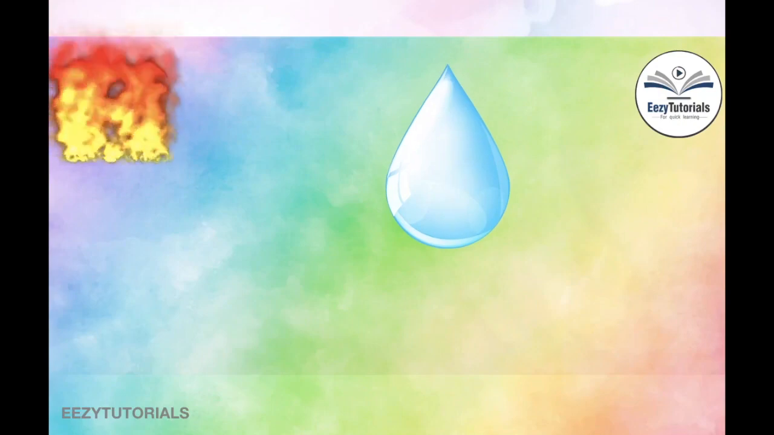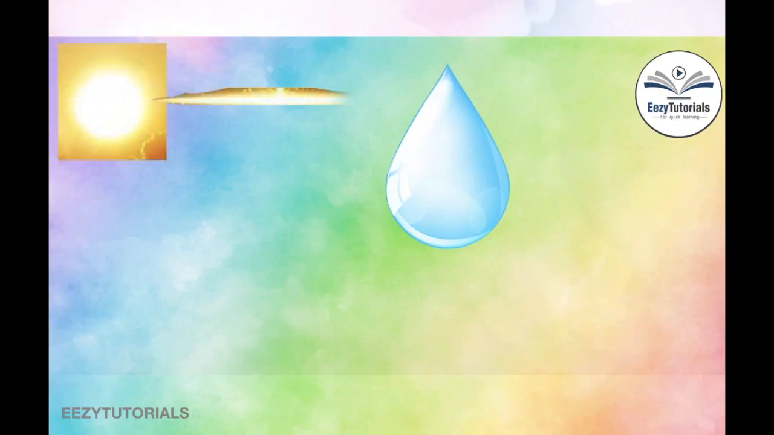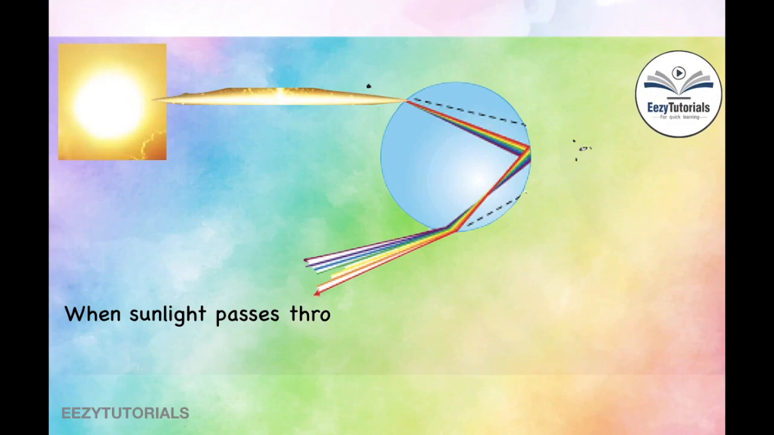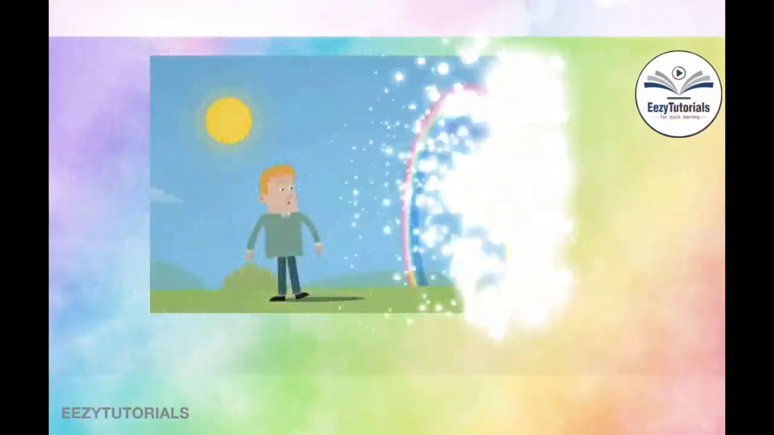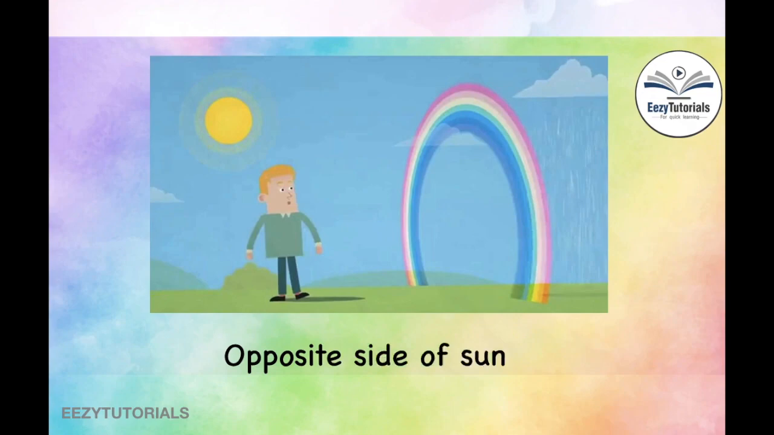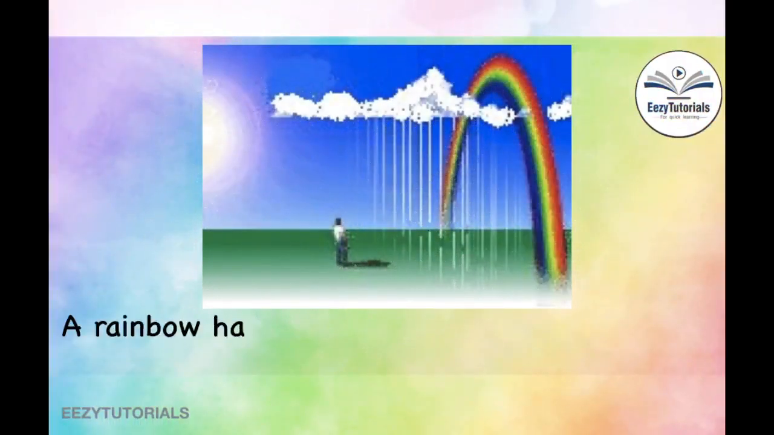When sunlight passes through the raindrops, due to the properties of light, it gets dispersed into seven colors. The name of that is rainbow. Rainbow always occurs at the opposite side of the sun. When it is raining in one part and sunny in another part, rainbow occurs.